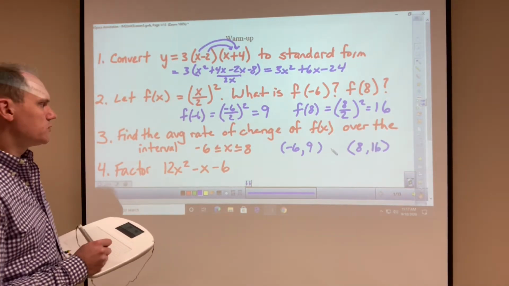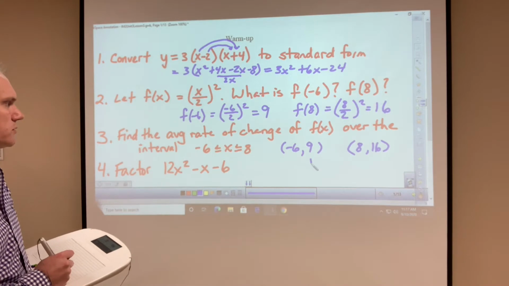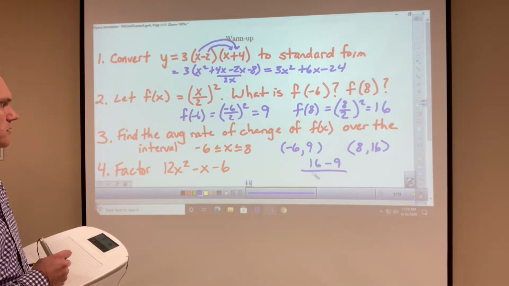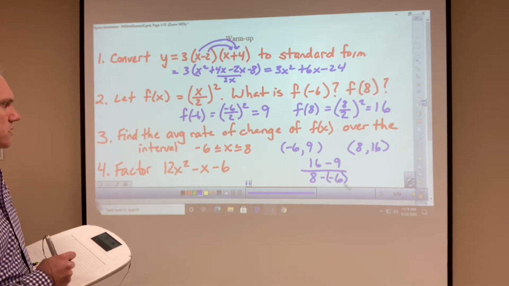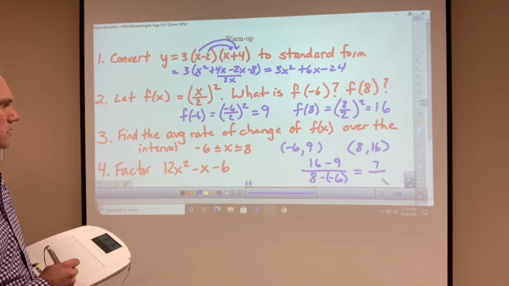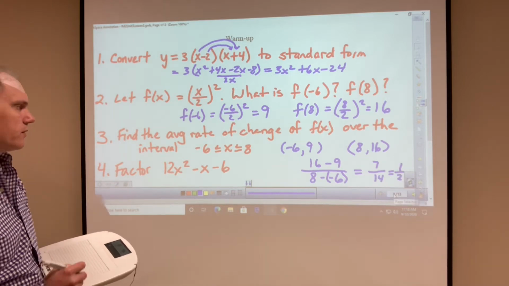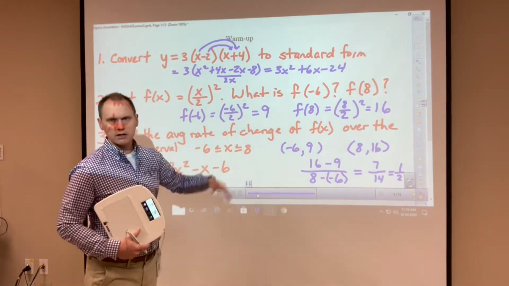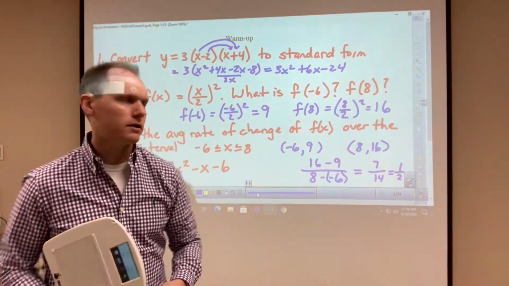So to find the slope between 2 points, we subtract their y values, so 16 minus 9, divided by subtracting their x values, so that's 8 minus a negative 6, which ends up being a plus 6. So it's 16 minus 9 is 7, over 8 plus 6 is 14, which simplifies to 1/2. So the average rate of change in between negative 6 and 8 is 1/2.